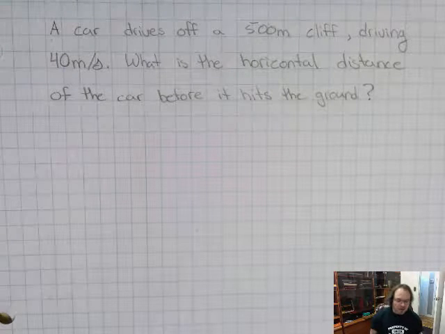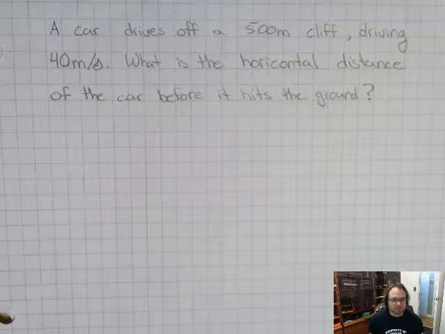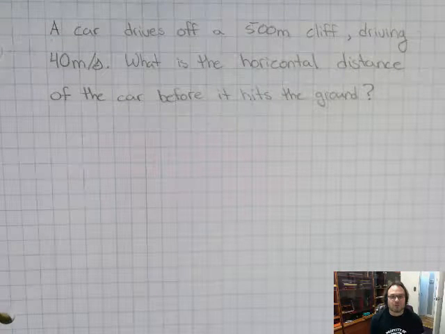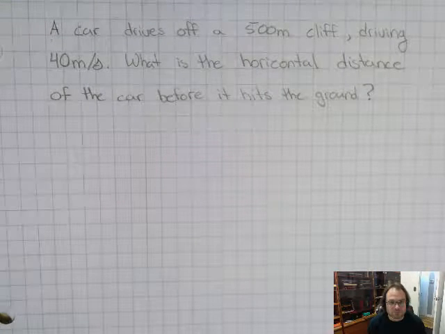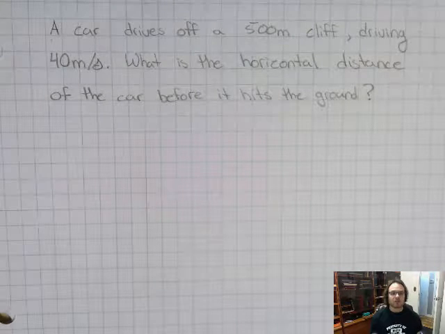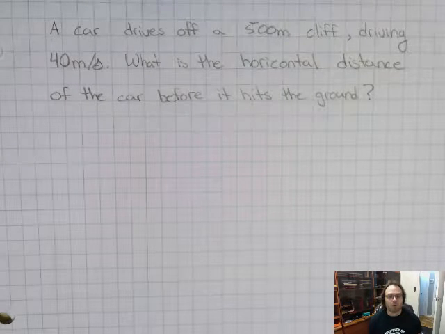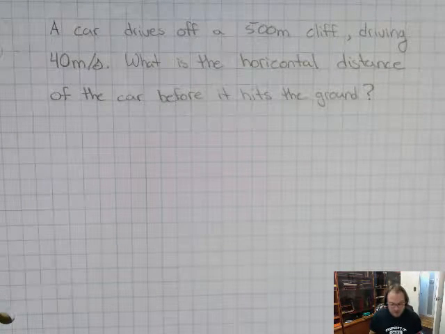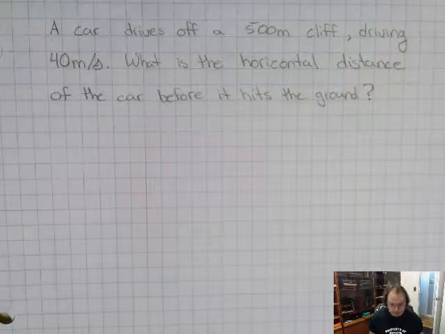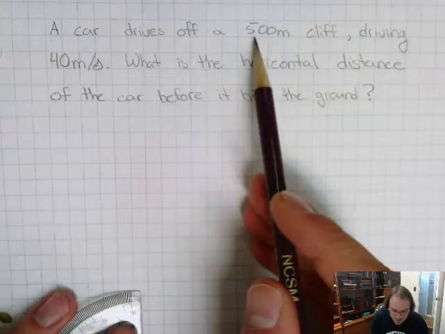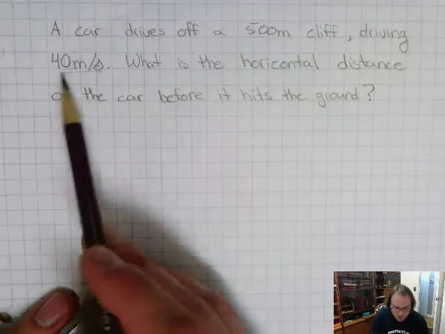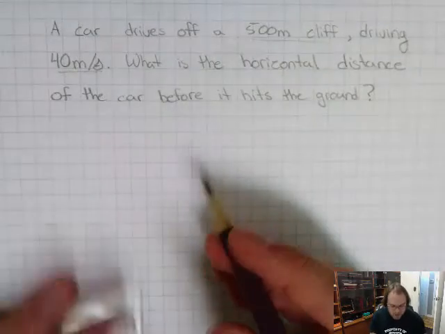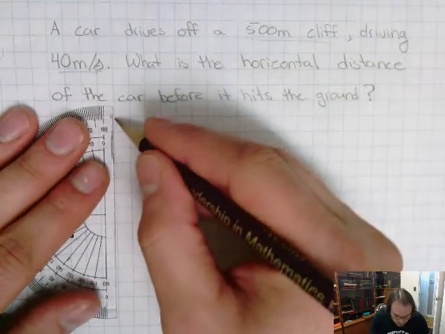So let's take a look at this example here. A car drives off a 500-meter cliff, driving 40 meters per second. What is the horizontal distance of the car before it hits the ground? As we could tell, once again, this is kind of like our Thelma and Louise questions. Basically, we have a vehicle or a projectile going horizontally off a cliff. So let's draw this out to see what we're dealing with.